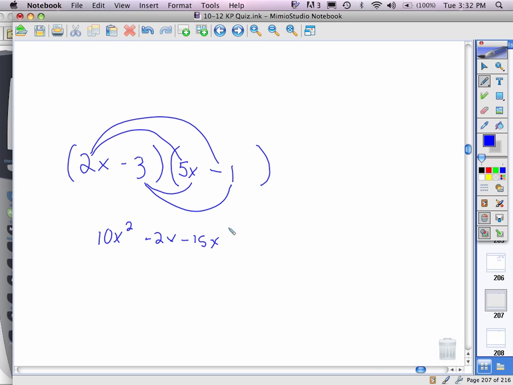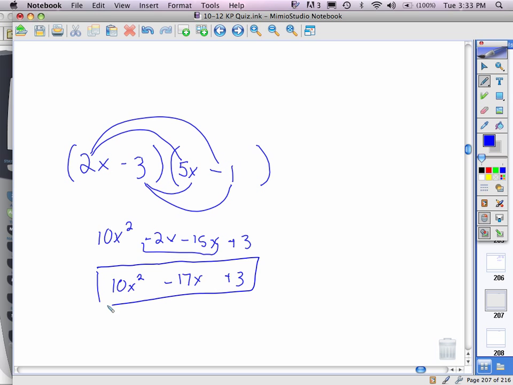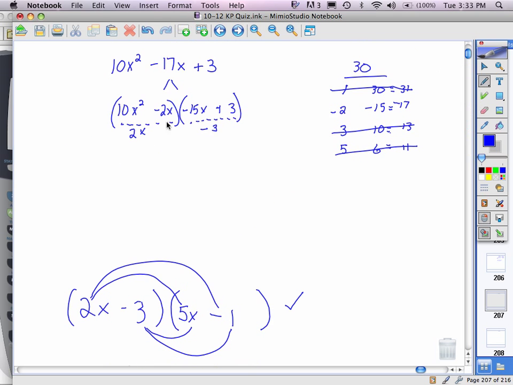That's negative 2x. Negative 15x. Negative 3 times negative 1 is positive 3. Combine my like terms, negative 17x. Bring down the plus 3. Bring down the 10x squared. This is what I originally started with. So this is the correct answer.